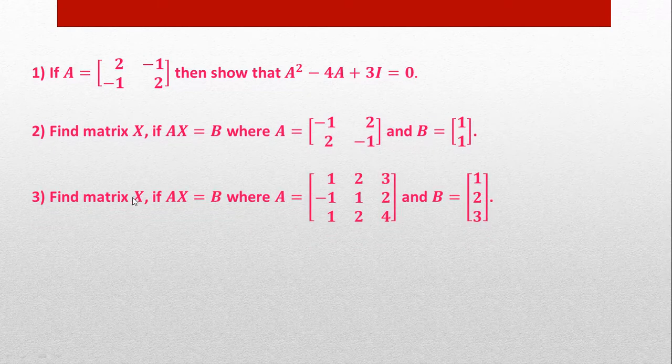Similarly, again the same type of question that we will discuss, that is find matrix X if AX is equal to B, where A is equal to this 3 by 3 matrix and B is equal to this 3 by 1 matrix. Elements are 1, 2, 3. So these are the questions related to your exercise which is given in the textbook. Okay, so we will solve these three examples one by one.